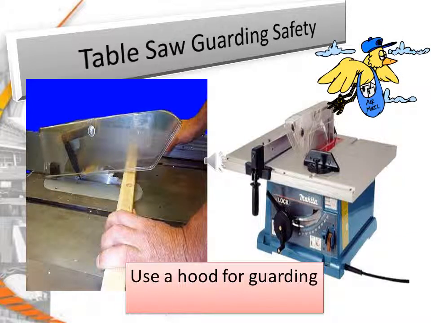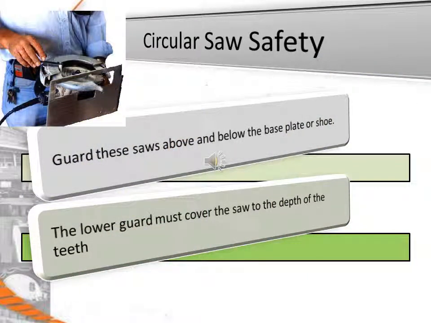Here we can see a picture of using a hood for guarding. Circular saw safety. Guard these saws above and below the base plate or the shoe, with the lower guard covering the saw to the depth of the teeth.